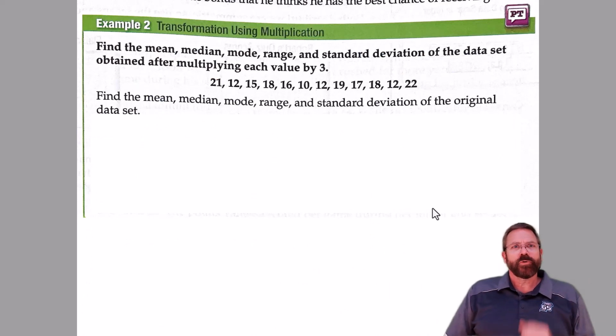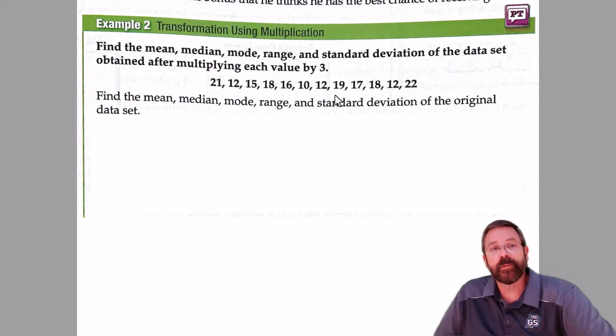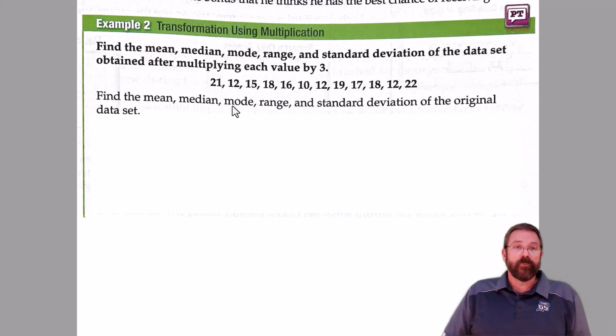So example number 2 wants us to find the mean, median, mode, range, and standard deviation for this data set obtained after multiplying each value by 3. Okay, so this one may end up being somewhat different too, but I think it's going to be just like the last one, where if you multiplied each of the numbers, you're going to get the increase. So the first thing we're going to do is find these and the standard deviation of the original data set.